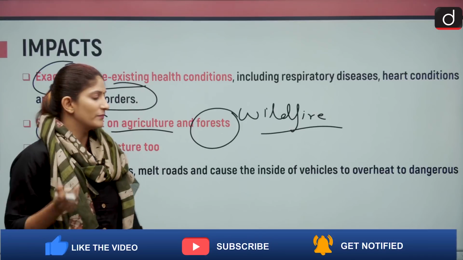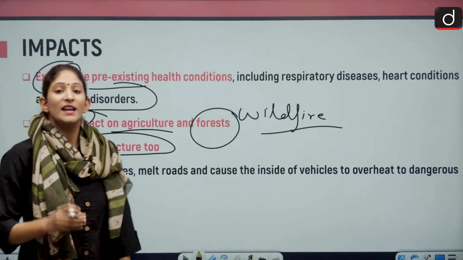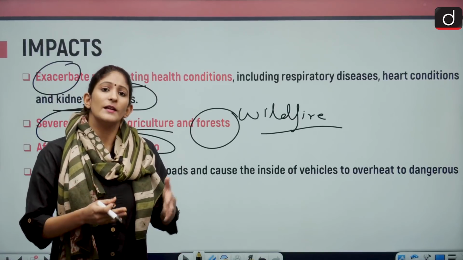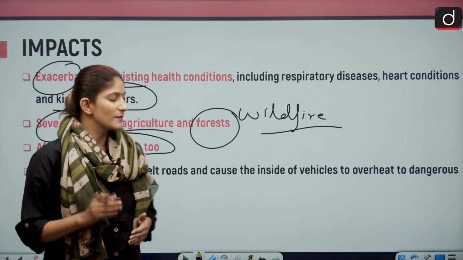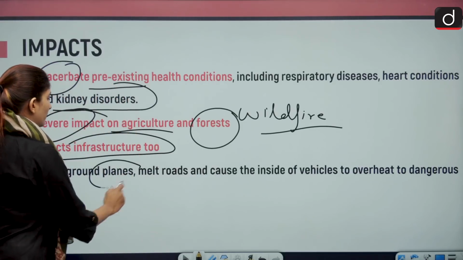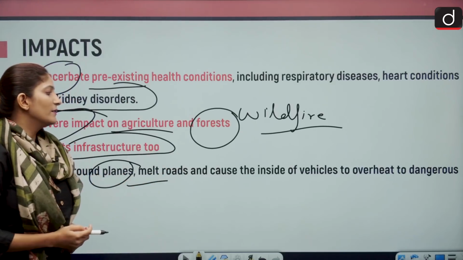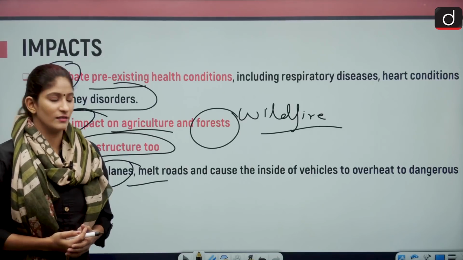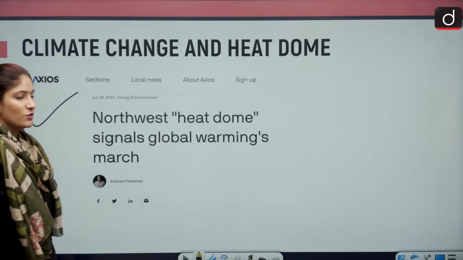Also, it affects infrastructure, such as it strains the power grid, and causes the wires of the power to contract and expand, and that is why it happens. It also can ground planes, melt roads, and cause vehicles to overheat to dangerous heights, which is of course lethal. Moving on, let's talk about climate change and the heat dome.